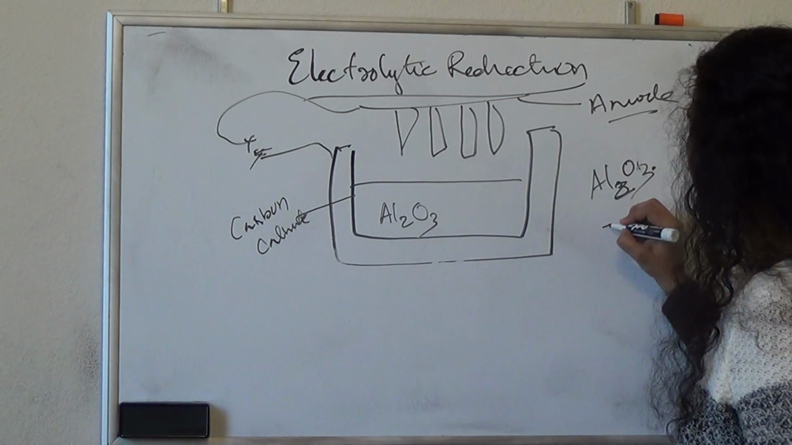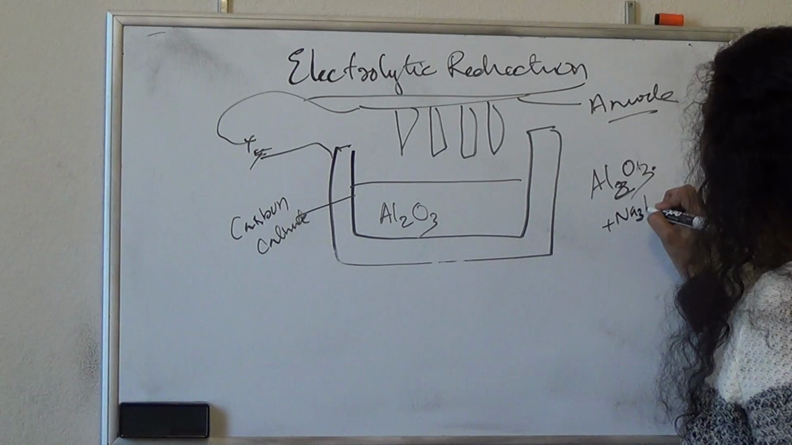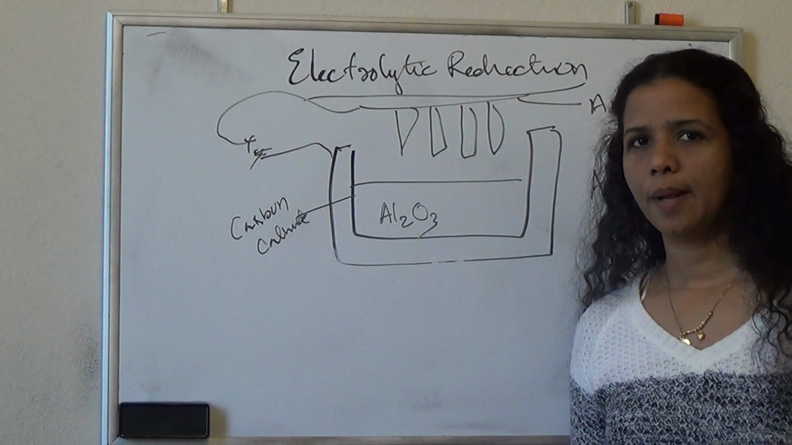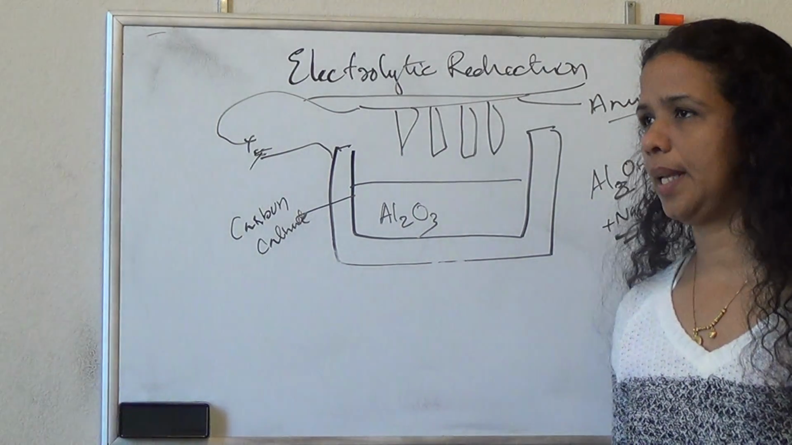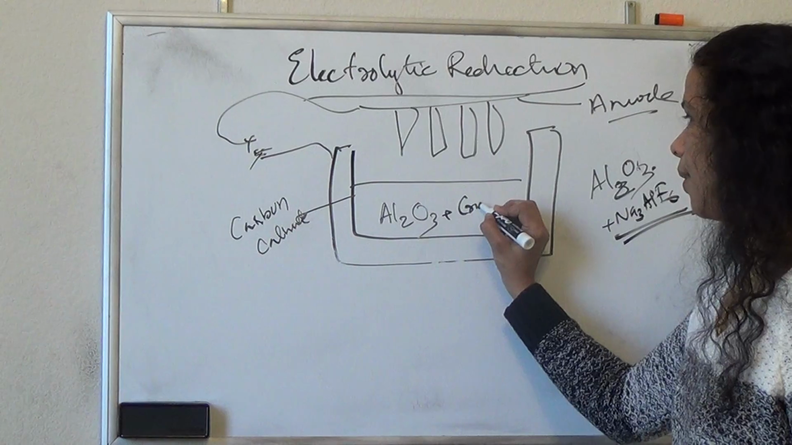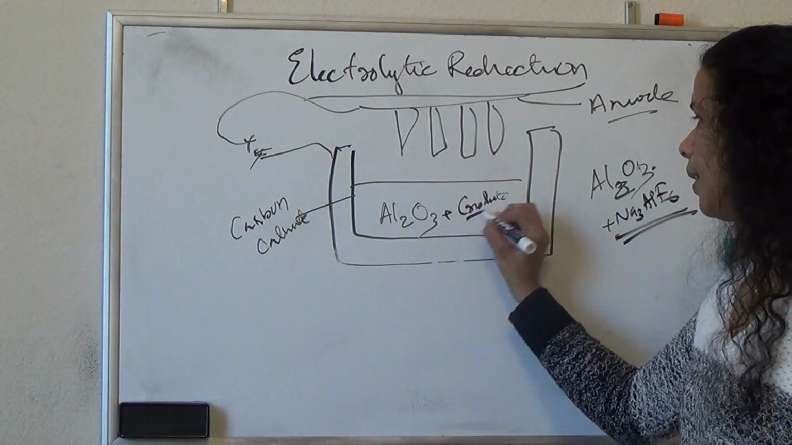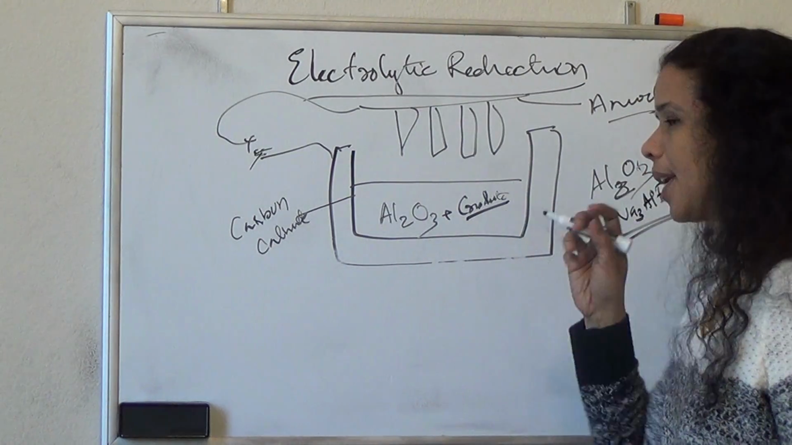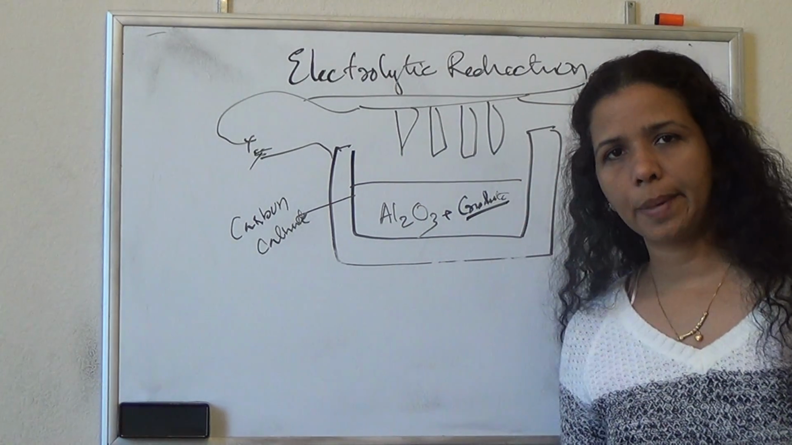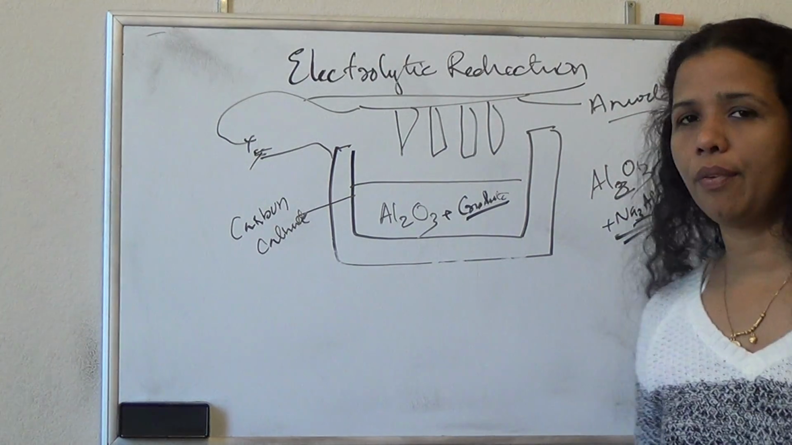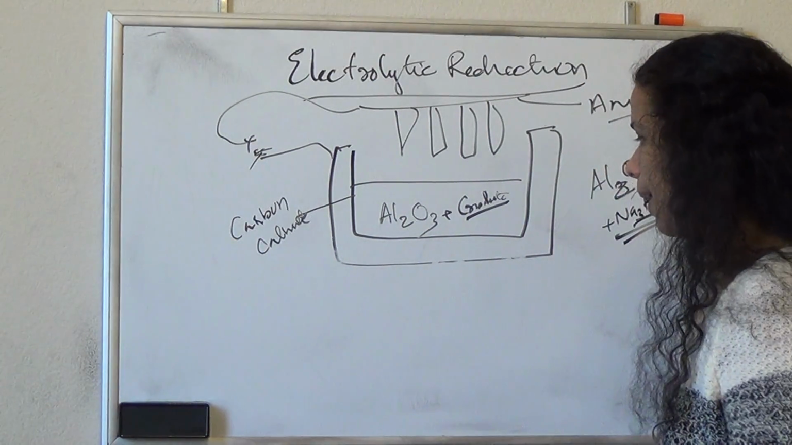It is mixed with cryolite, Na3AlF6, to reduce the melting point, so we can easily melt the ore. There are two reasons for mixing Al2O3 with cryolite. It reduces the melting point of the ore and it increases the conductivity of the ore because of the presence of ions.